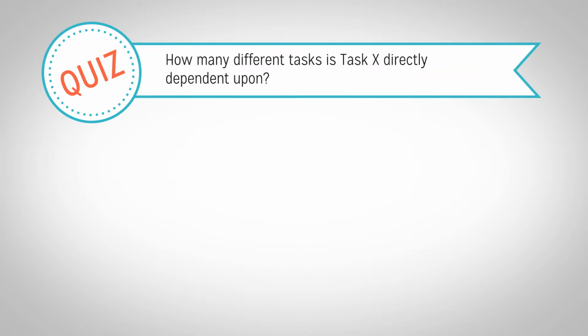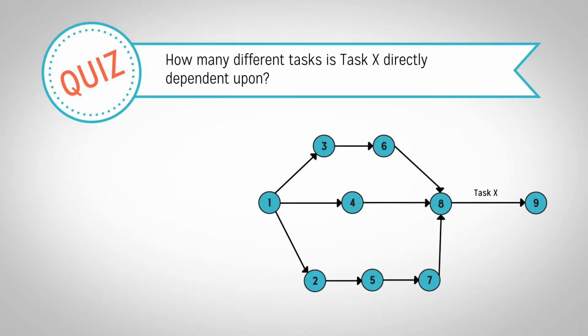In this simplified PERT chart, how many different tasks is task X directly dependent upon? A, 1, B, 3, C, 8, or D, 9. Since there are 3 edges pointing towards node 8, which is the node prior to task X, there are 3 tasks that task X is directly dependent upon. Therefore, B is the correct answer. Task X is dependent on the other earlier tasks as well, but those are indirect dependencies.